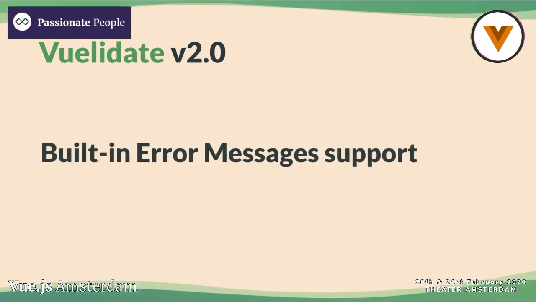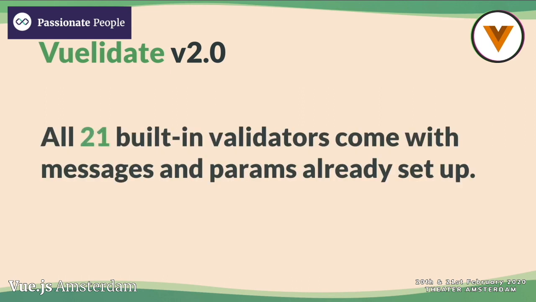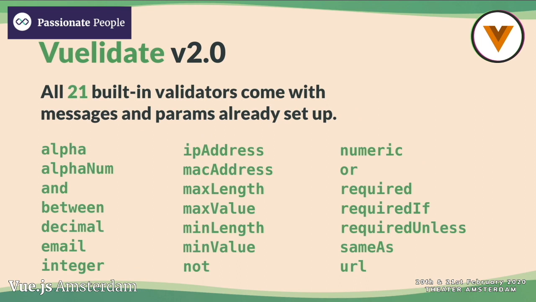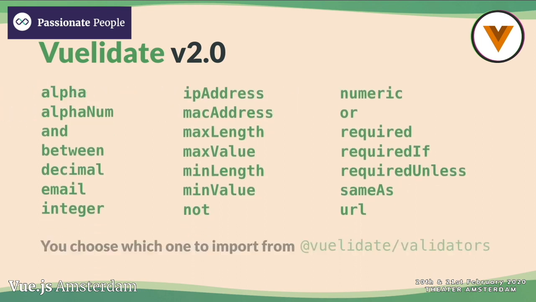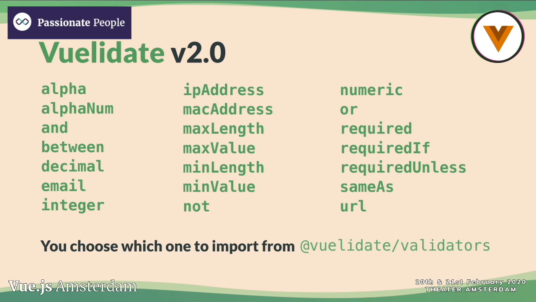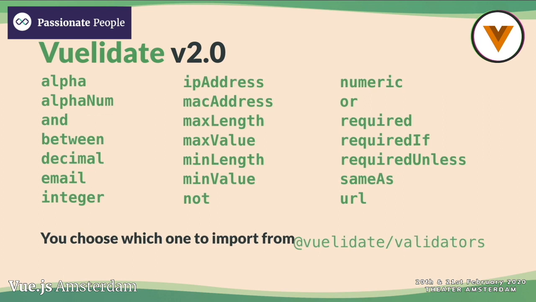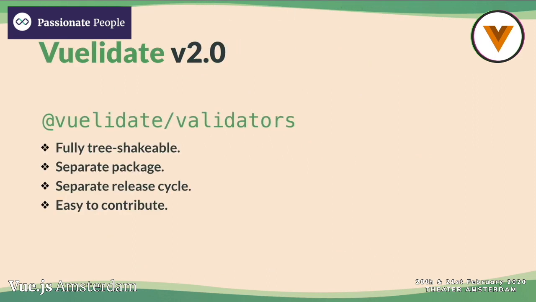So let's just sum up. We have this built-in error messages support, and all the 21 validators that we have right now all come with predefined error messages, which is pretty cool. And you can import those from @vuelidate/validators, which, as you might assume already, is a separate package, which is fully tree-shakeable, has a separate release cycle, and it's very easy to contribute to. And now we will be able to have as many validators as you want without actually affecting your bundle, because you can just import the ones that you use in only the places where you want them. So it's pretty cool.